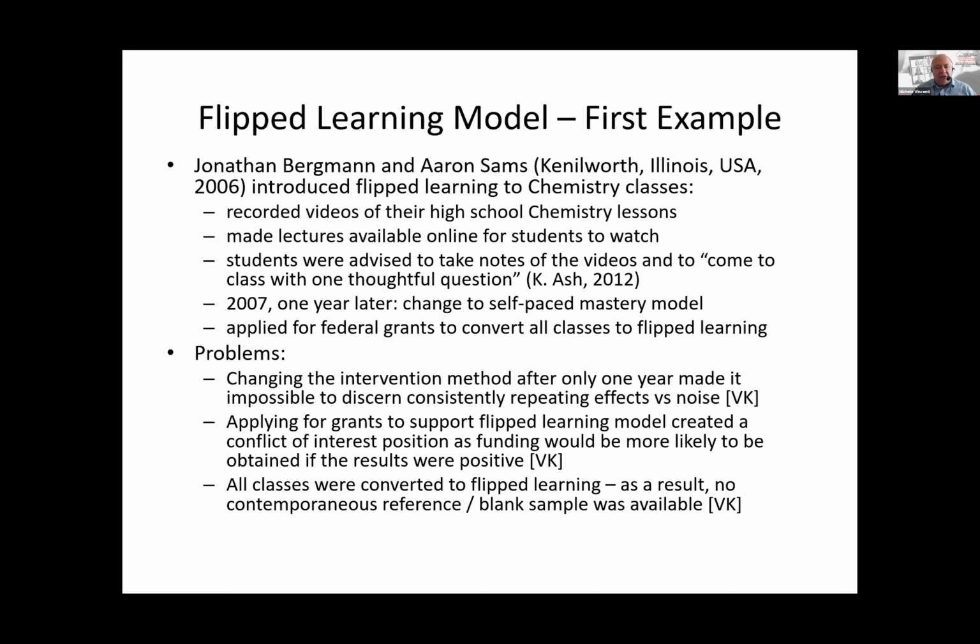Now, Dr. Korolenko and I have reviewed this article in depth, and we found some challenges. One is that changing the intervention method after only one year made it impossible to understand whether there was any repeating effect; the time was too short to make that statement. The fact that they applied for a grant can definitely introduce bias, maybe even involuntarily, trying to support the idea that flipping was the only way. And because they converted all the classes, there was no way to measure whether continuing in the traditional way would have had any benefit.